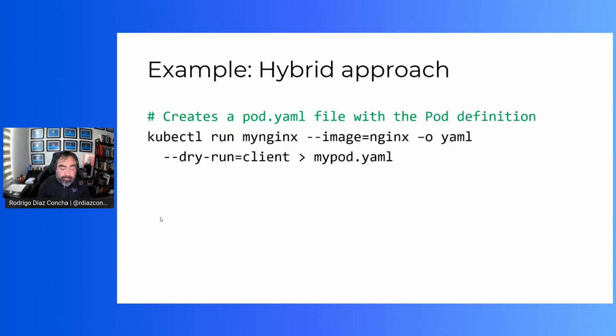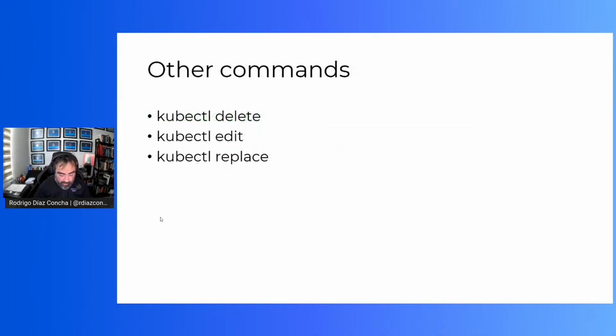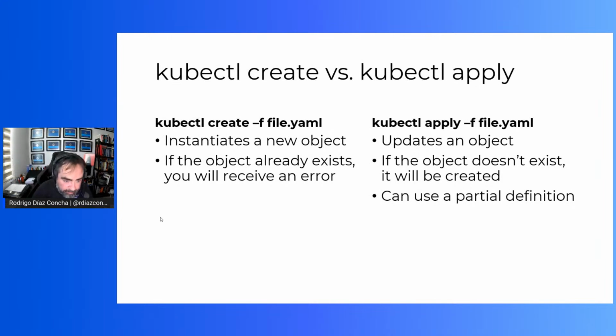So with the hybrid approach, as I mentioned before, we can use this command to output the YAML content and then create a YAML file. So you can use it directly, maybe not, maybe just use the structure as a baseline, right? And well, actually, I think that's pretty handy. Other commands: kubectl delete for deleting objects, kubectl edit for editing objects, and finally kubectl replace for replacing the properties of a specific object inside the cluster.